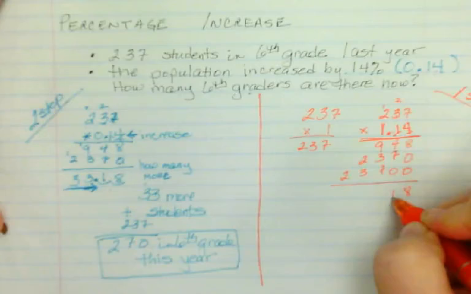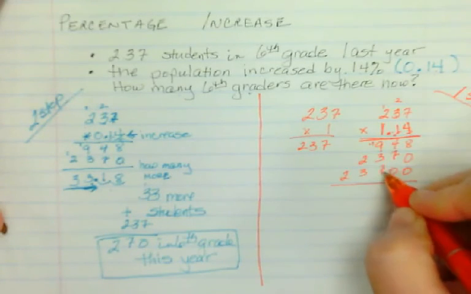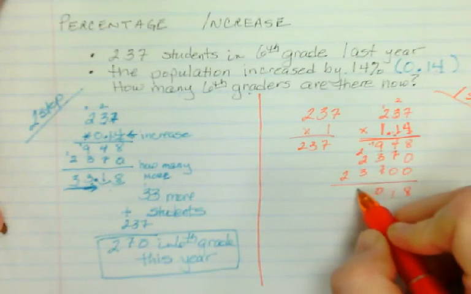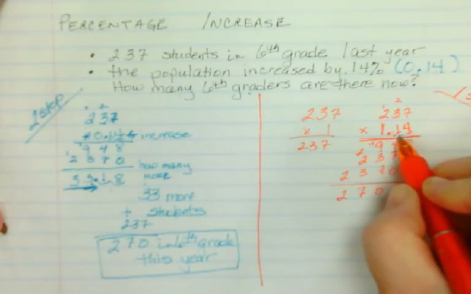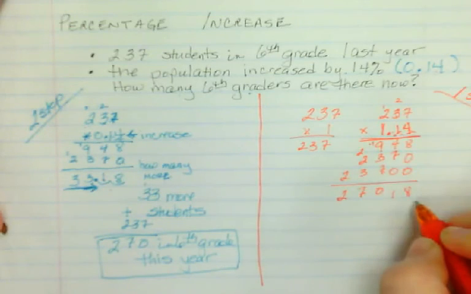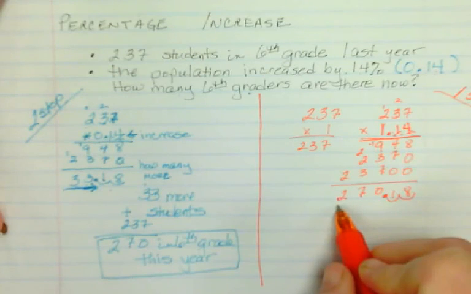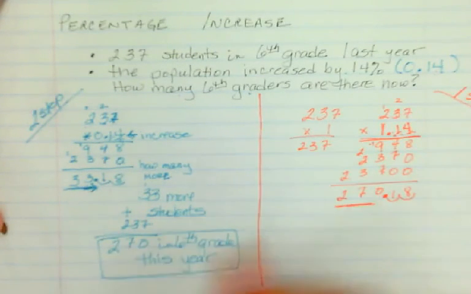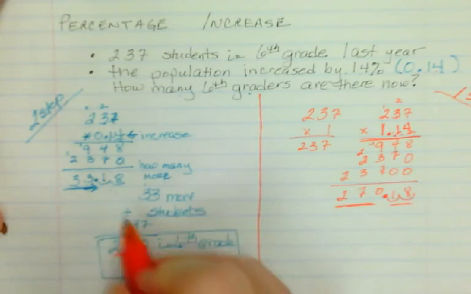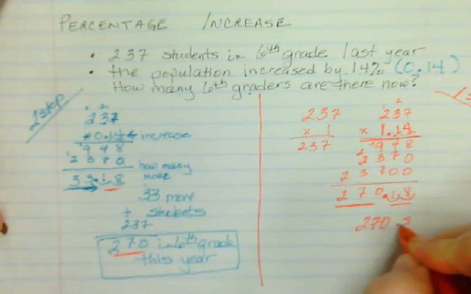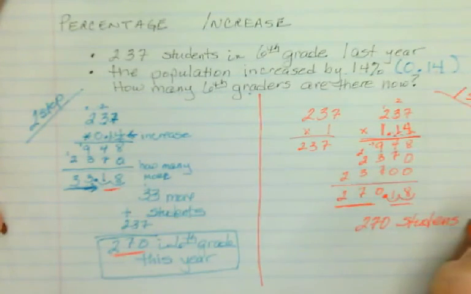I get 8, 11, 9, 10, 17, 18, 19, 20, 2, 4, 6, 7, 2. And now I've still got 2 decimal places. So I'm going to do this. 2 decimal places. Oh, look at that. I got 270, which is 270 here. And I got 18,100, which is that 1,800 that we just kicked out of there. 270 students in 6th grade this year.